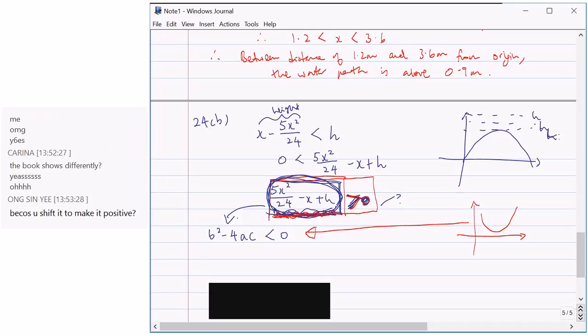Yes, I shifted the x squared term to the right side together with the x term, all shifted to the right side to make the x squared positive. So my inequality is now like this. So you can pretty much ignore the graph in the question in the book, because my graph is now turned upside down.